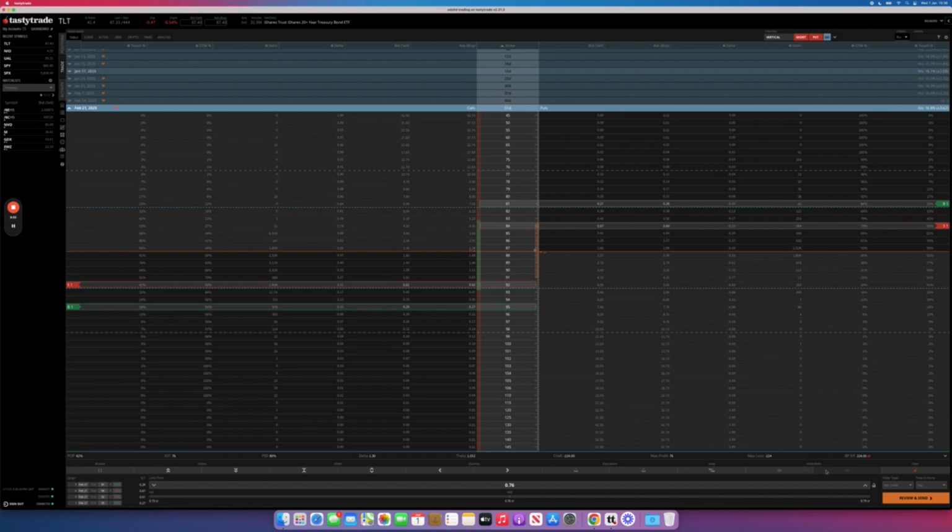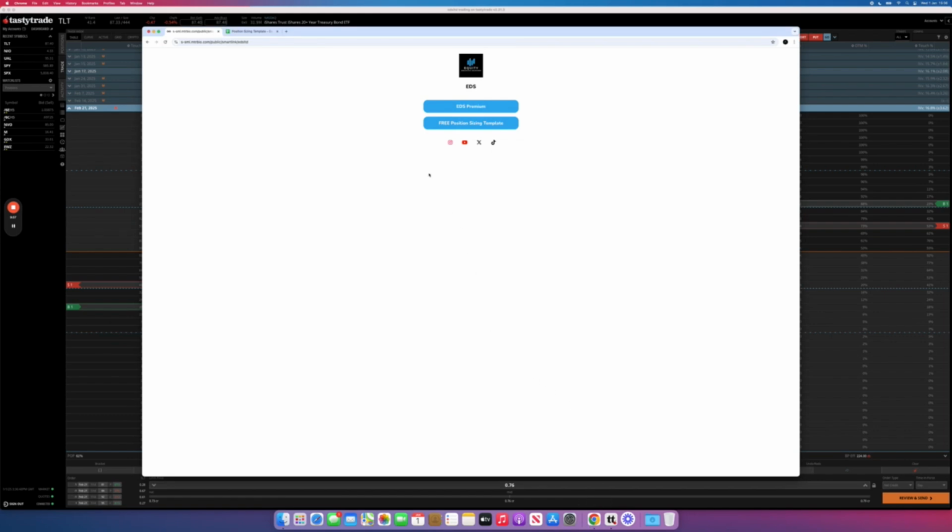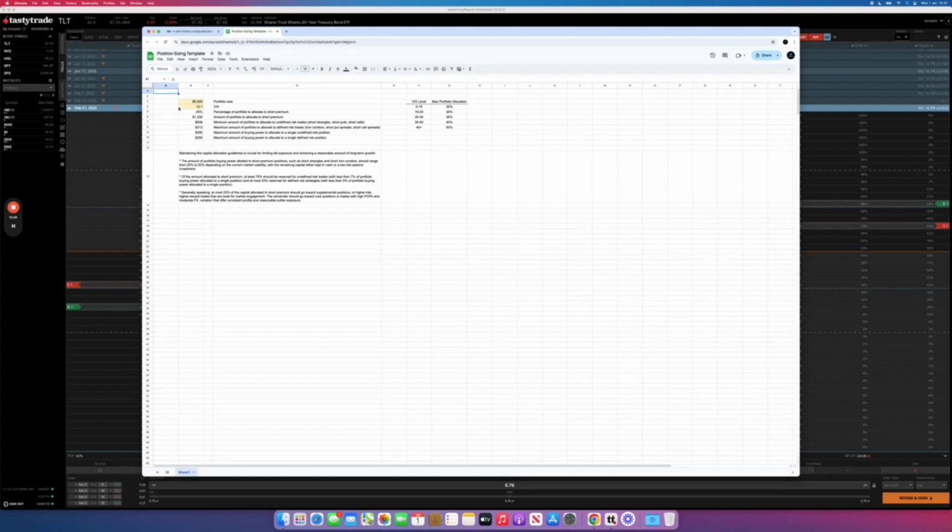Now, how do you know how much buying power you should be allocating to your positions? Well, in order to figure that out, we've created a free position sizing template that's available for everyone to copy and make their own. Link will be in the description. Just click on this button and it will take you to this spreadsheet. And the way it works is you enter in the size of your portfolio, and then below you will enter in the current VIX level, and everything will then be automatically calculated for you.